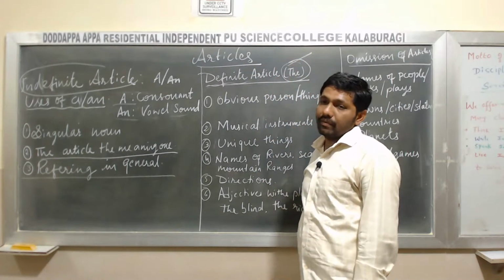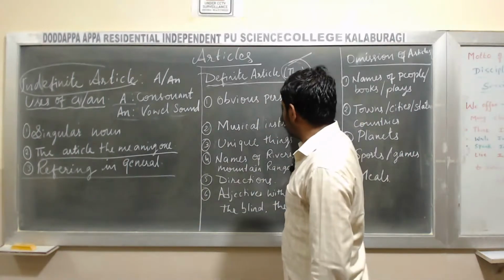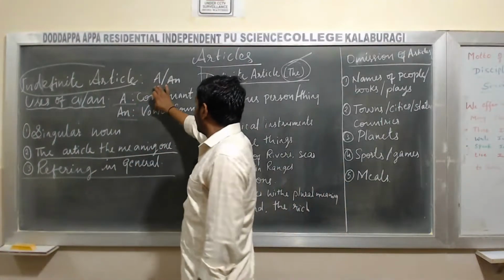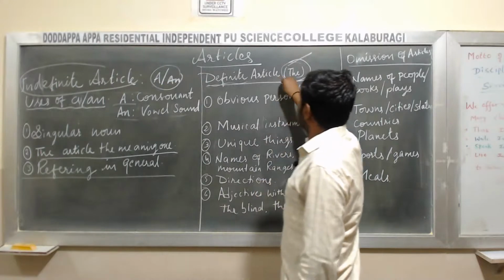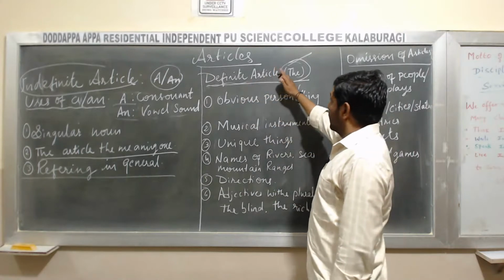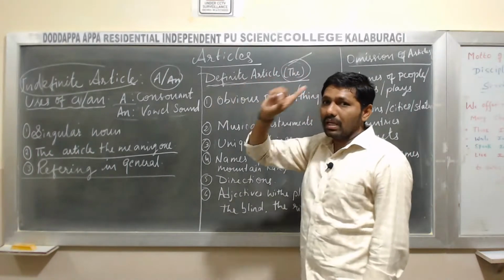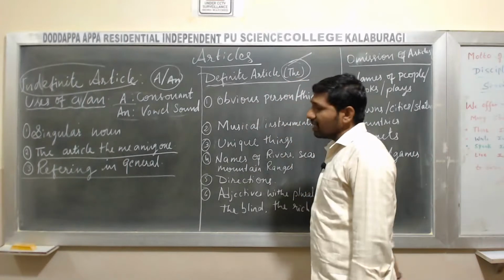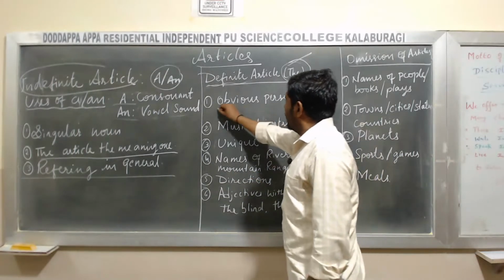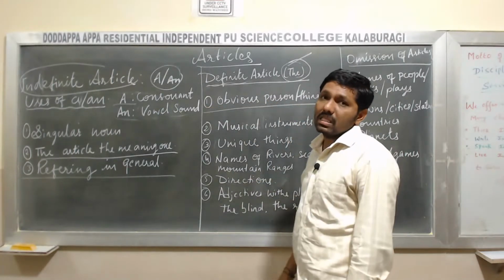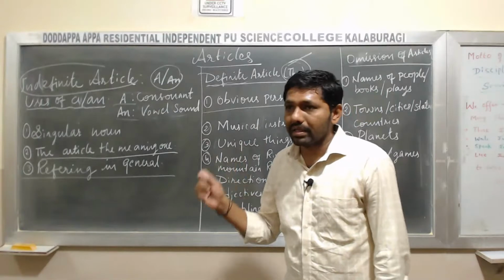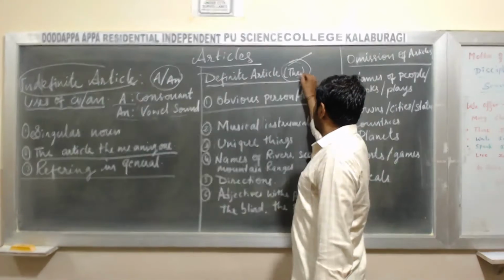So where do we use the definite article? Keep in mind there are two types of articles. One is the indefinite article: a and an are called indefinite articles, and "the" is the definite article. With the definite article we don't have any choice; there is only one, that is "the". It is used with the obvious. Obvious means specific. When we are referring to a specific person or a thing, we should use "the".